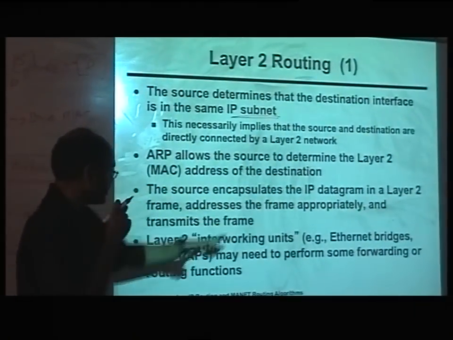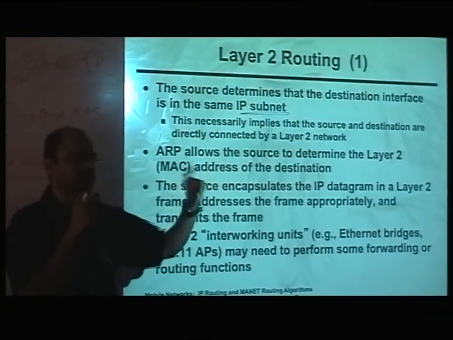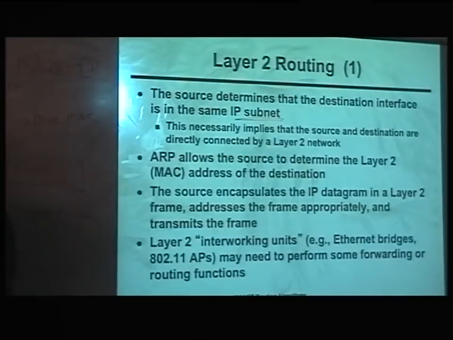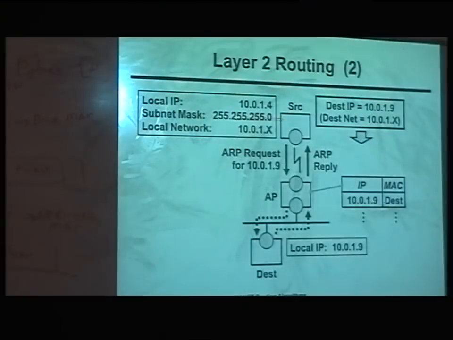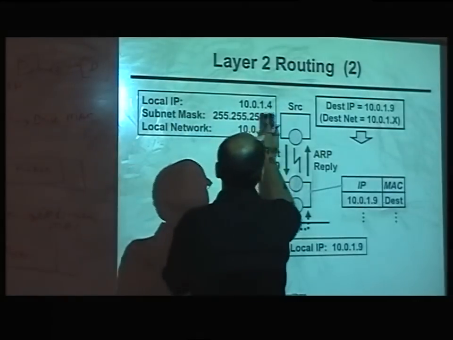So all these Ethernet bridges, access points, they are doing routing. Your DSL router, your cable modem, everything is doing routing within the subnet without using any of the complex protocols. Right? But this will not work if you go outside the subnet. So before going there, this is an example of the same thing I described with all the IP addresses.